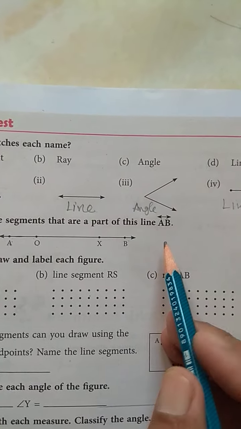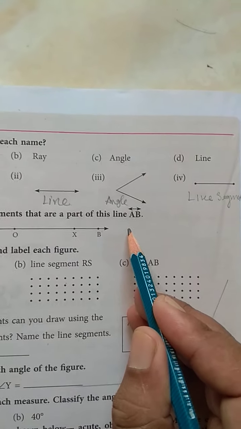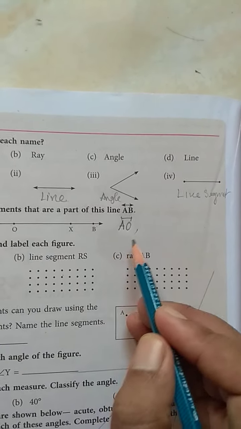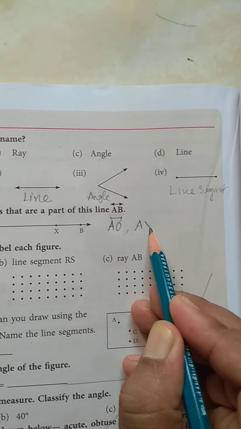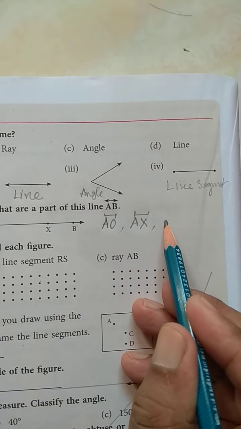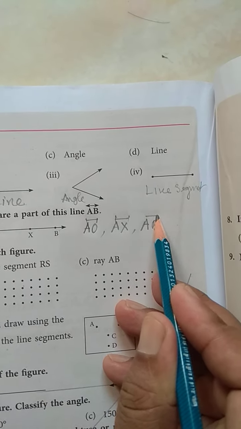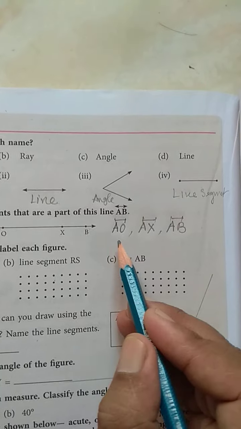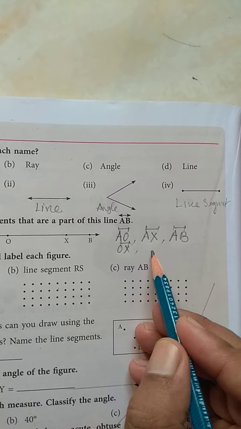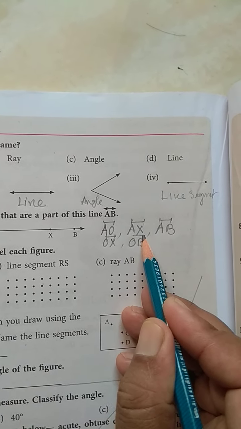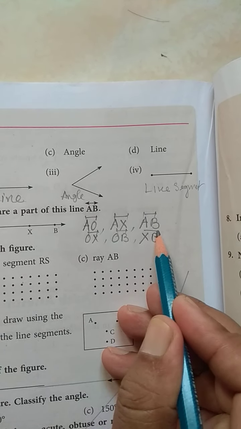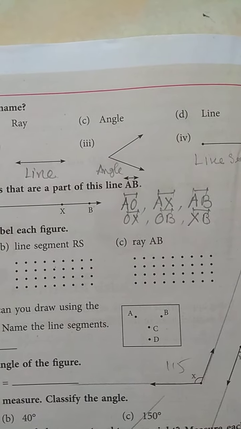So here AO, one of the line segments, AX, then AB, then OX, then OB and one more, XB. These are the line segments.